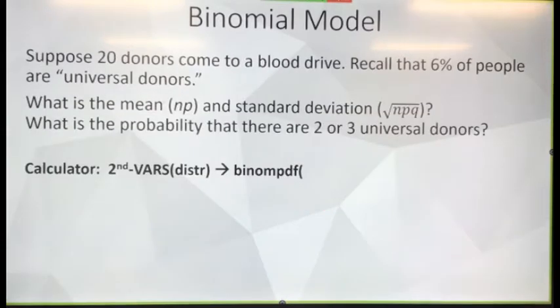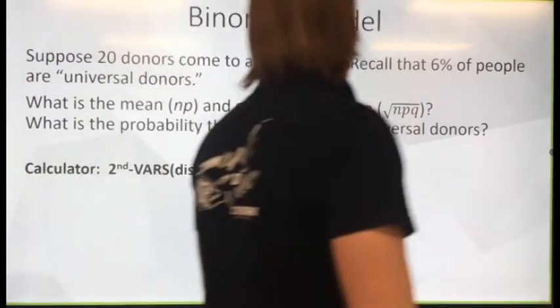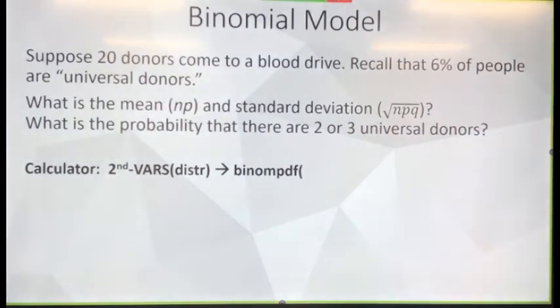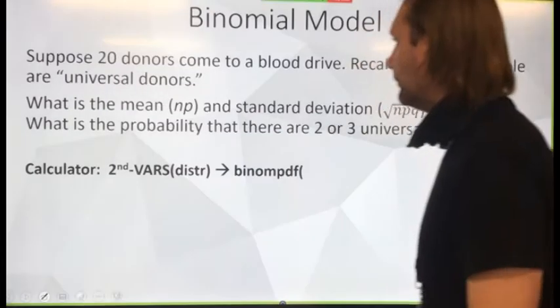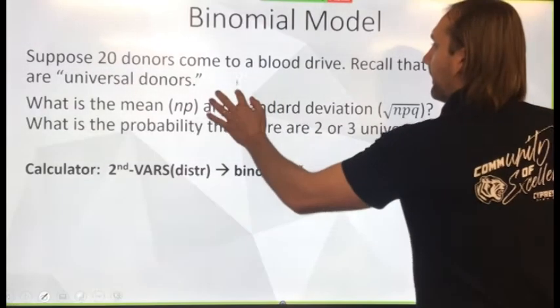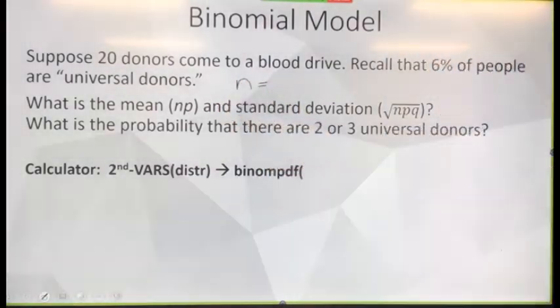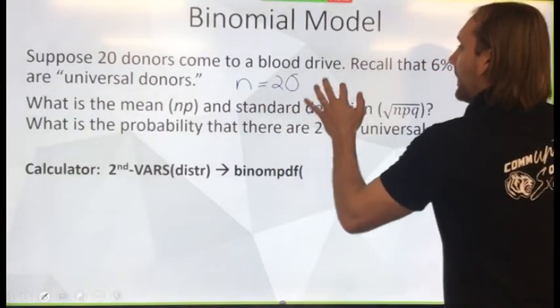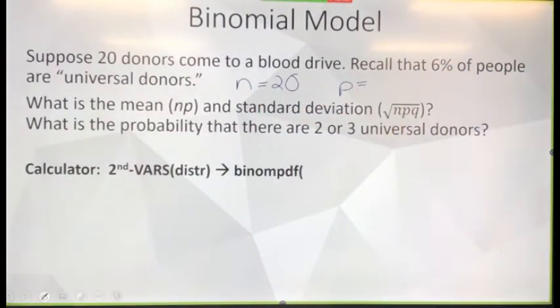All right. Suppose 20 donors come to a blood drive. Recall that 60% of people are universal donors. What is the mean and the standard deviation? And what is the probability that there are 2 or 3 universal donors? So I'm going to have you give this a try. Okay. Let's check our work. I need to find my n, which is 20. My probability of success is what?